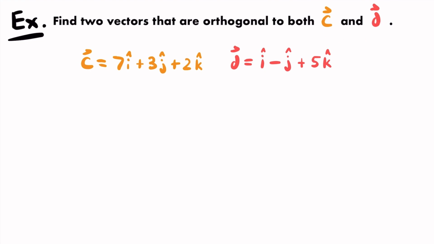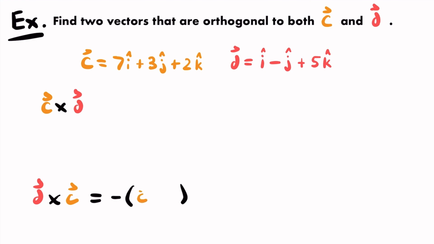However, we really only need to do the cross product once, because we know that if you reverse the order of a cross product, the resulting vector is the same vector, but negated. All right, so here's what I mean by that. All we have to do here is find the cross product of vector c and vector d, and then use that to find the cross product of vector d and vector c, because that is just going to be equal to the negative version of vector c cross vector d.